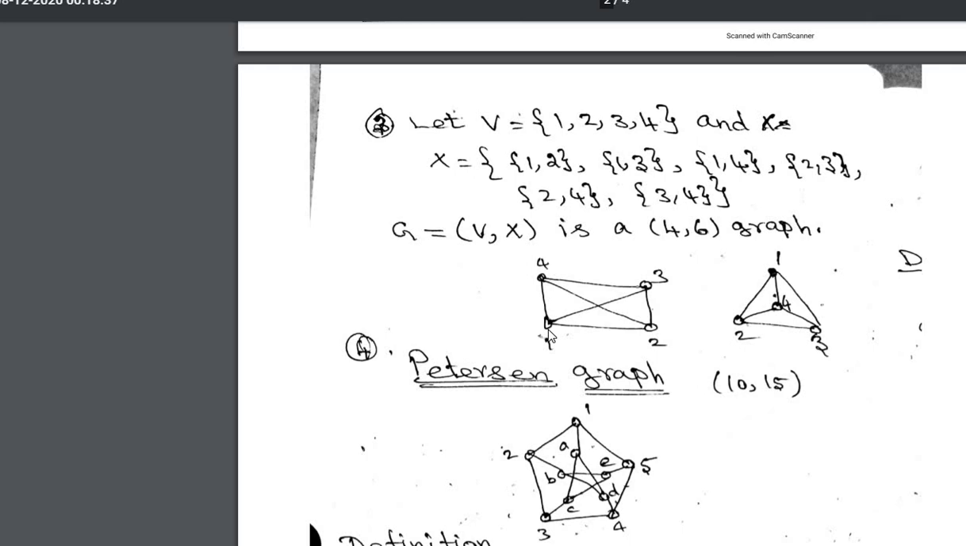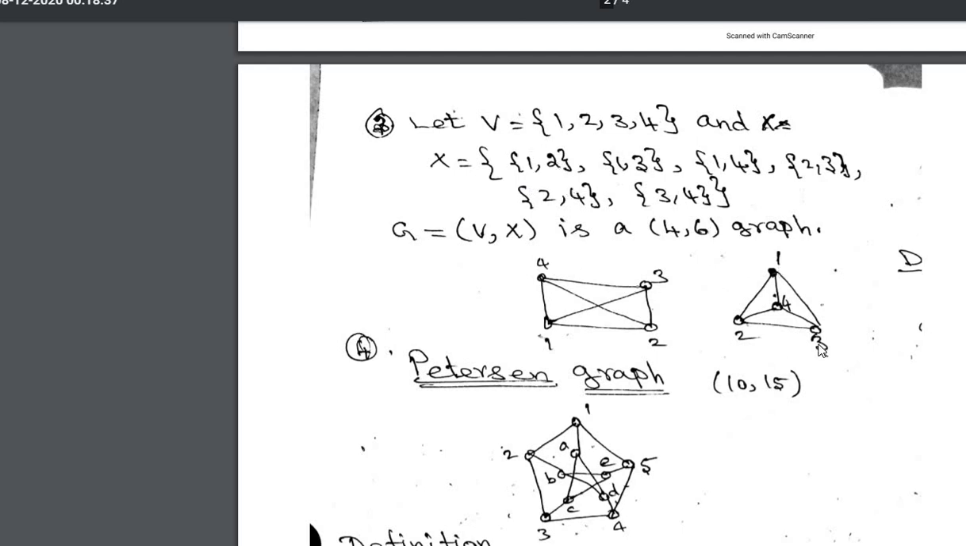First you have to plot the vertices 1, 2, 3, 4, and next you have to join the lines. So 1, 2 and another one is 1, 3. So this line you have to draw. Then 1, 4, this one, then 2, 3, 2, 4 and 3, 4, right? So this is a graph representation of this given two sets.